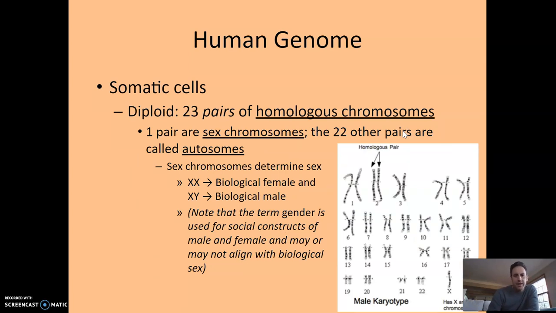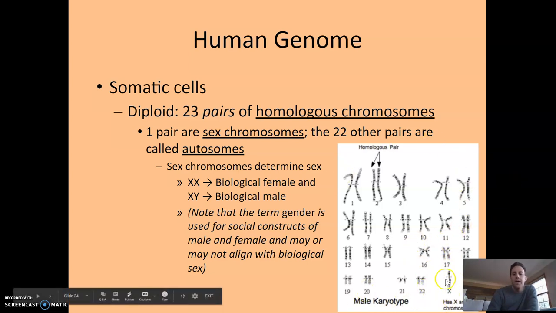The other thing about these 23 pairs of homologous chromosomes is that there's an additional categorization. One pair of those 23 pairs is called the sex chromosomes, the X and Y chromosomes. The other 22 pairs are called autosomes. So everything else is an autosomal chromosome, and this last pair is the sex chromosome pair.